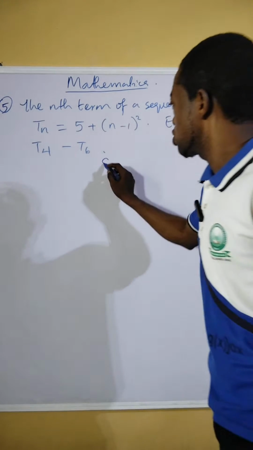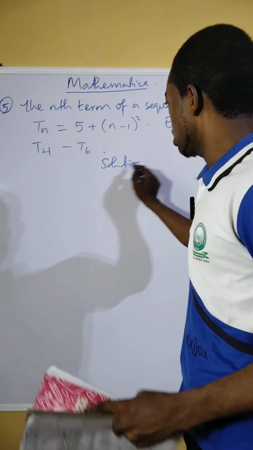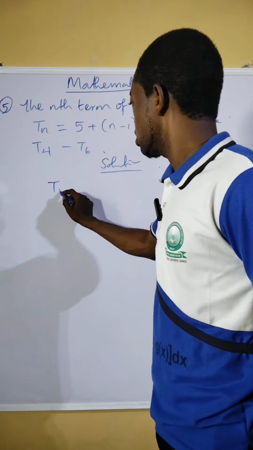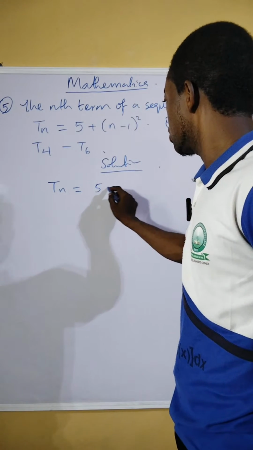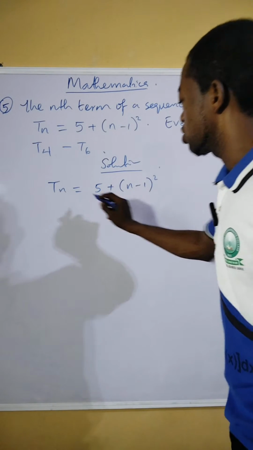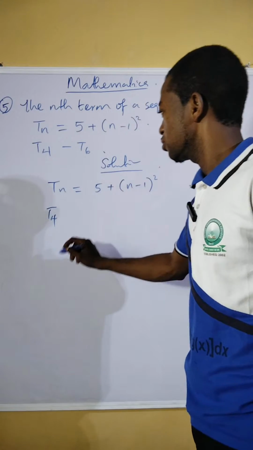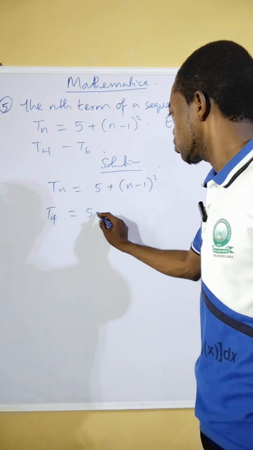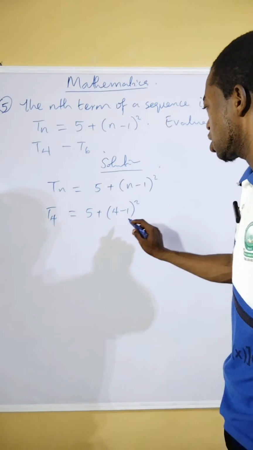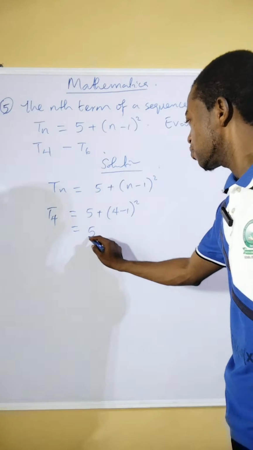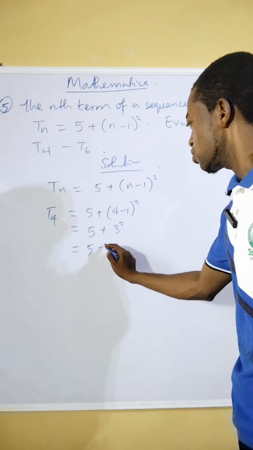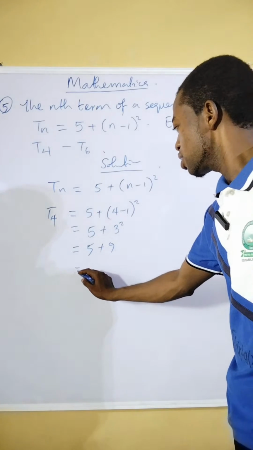Now, solution here. Let's look at what we have here. Since this is Tn, which is given as 5 plus n minus 1 close bracket squared, T4 here will be equals to 5 plus 4 minus 1 squared. Which implies we have 5 plus 3 squared. That's 5 plus 9. That's 14.